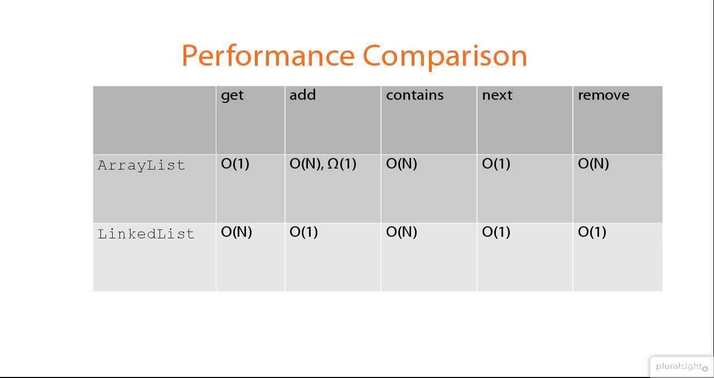So those are the different trade-offs. If you add, iterate, and get a lot, I'd use an array list. If you remove and add at arbitrary indexes, I'd think about using a linked list. But in both cases, benchmark, performance test before you make that choice, if it's important to you.